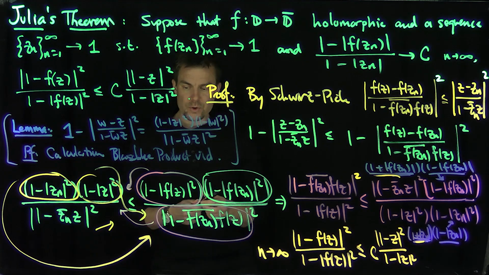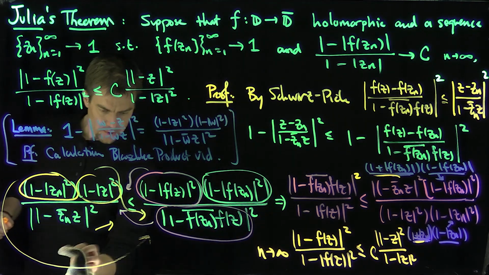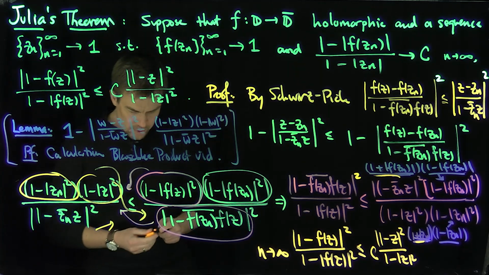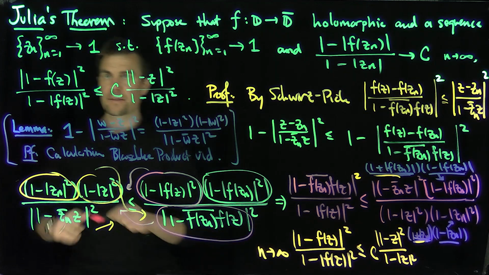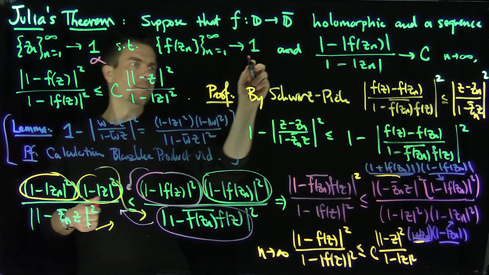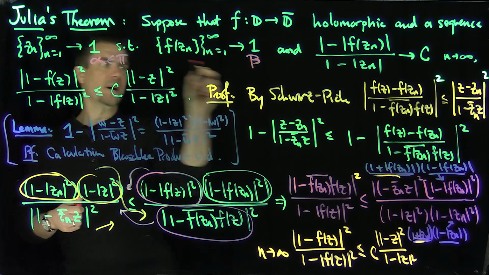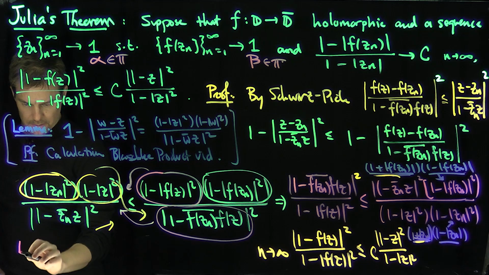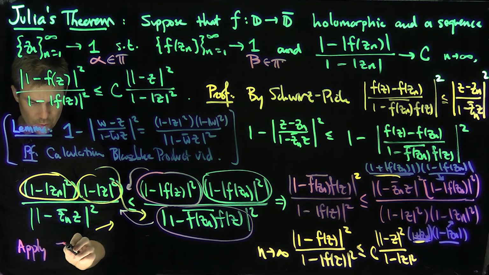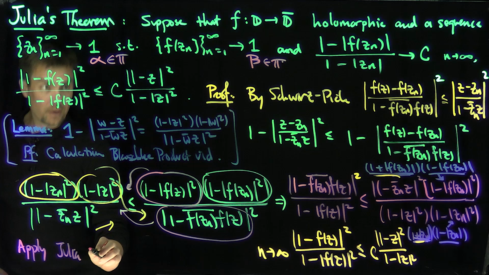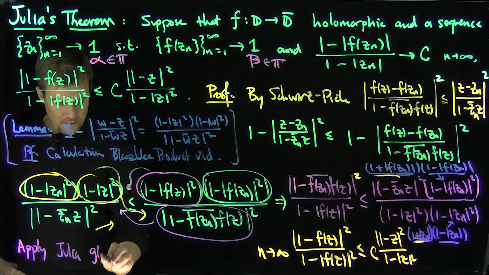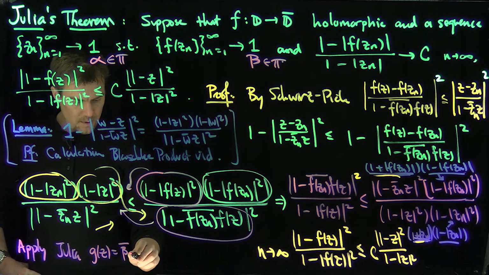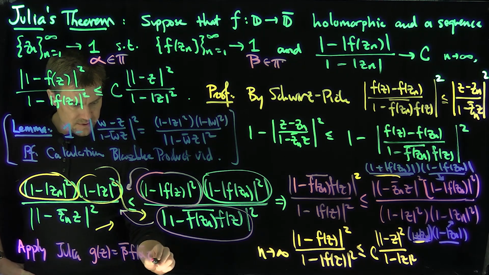Beautiful, right? Now, of course, it's easy to see this actually. You don't need to assume that they go to 1, right? So in other words, you could assume that this one goes to alpha, and this goes to beta on the unit circle, on the torus. And then what you can do is apply Julia to the function g of z, which is going to be a b bar and then f of a bar z, right?